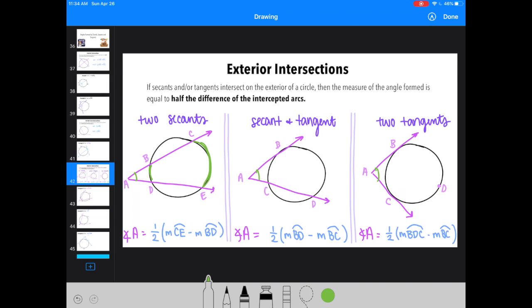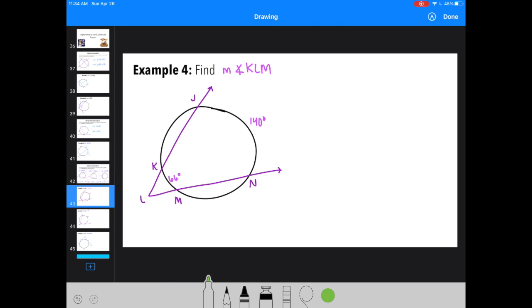inner arc of BD. If I have a secant and a tangent, I'm going to take 1/2 times arc BD, that outer intercepted arc, minus that inside intercepted arc. And the same is consistent for two tangents. You're going to take 1/2 times the measure of that outer arc minus the measure of that inner arc. So with these problems, you don't necessarily have to identify whether it's a secant or a tangent to understand your equation. If you do understand the concept, that's excellent, but it's not fully required in order to solve the problem. So let's look at this in practice.